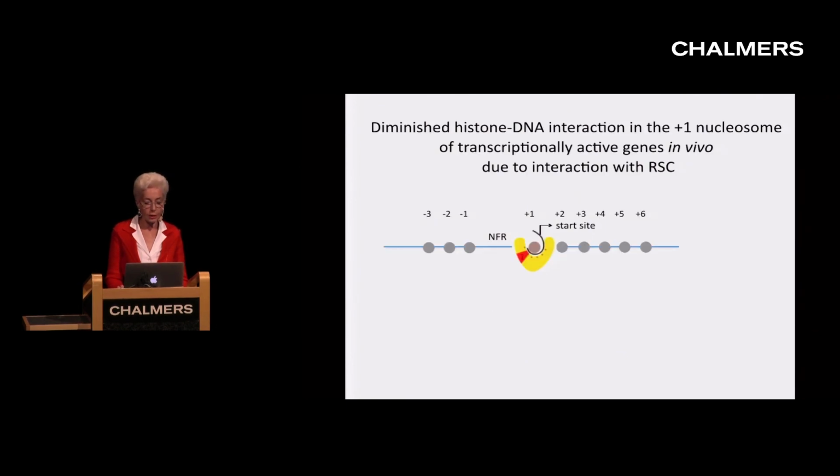Recent work suggests that the detachment of DNA from the histone octamer in the RISC cavity that I mentioned before relieves repression by the +1 nucleosome. Henikoff and co-workers found a partial loss of histone DNA interaction in the +1 nucleosome of active genes in vivo. They showed that association with RISC is responsible for this loss of histone DNA interaction.